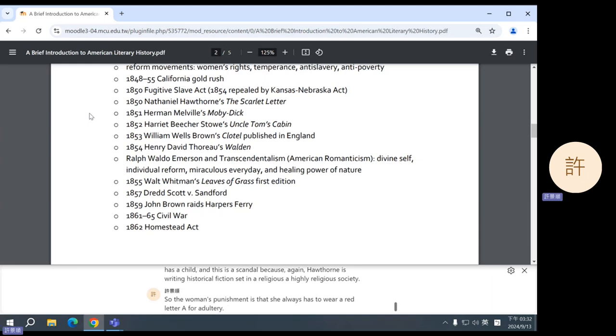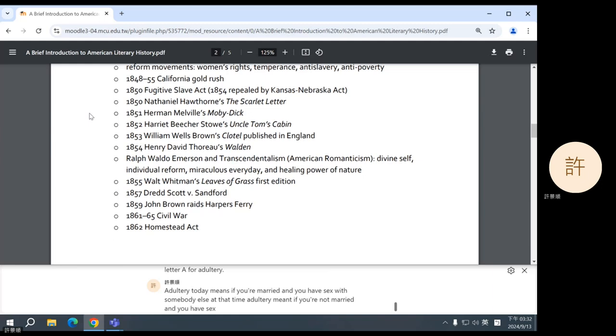Adultery today means if you're married and you have sex with somebody else. At that time, adultery meant if you're not married and you have sex. Or if you're married and you have sex with somebody else. Basically, any sex outside of your own marriage.